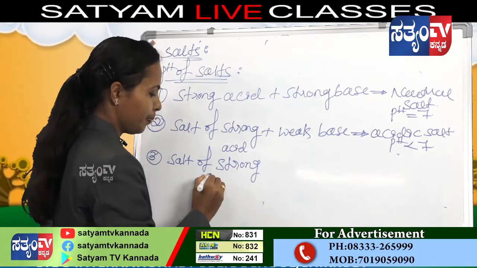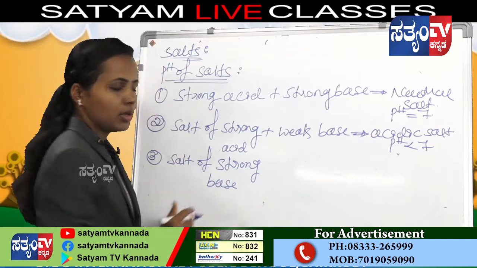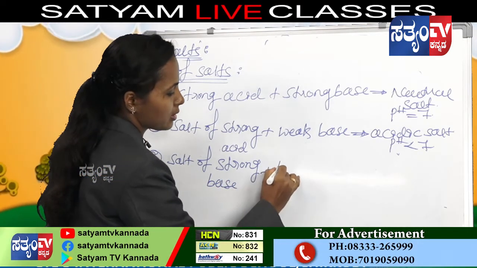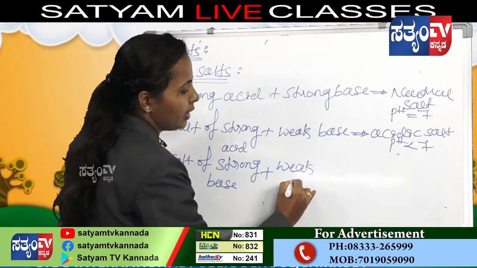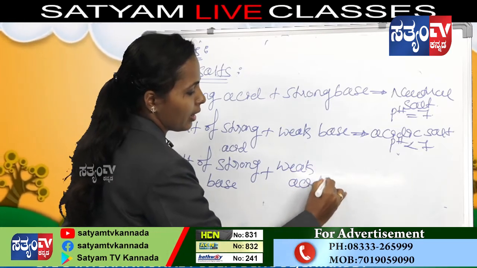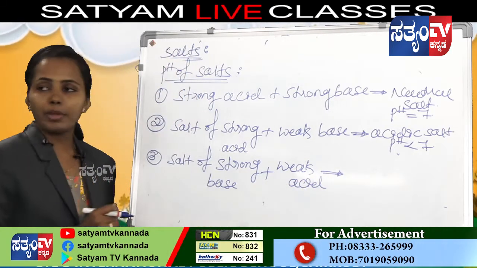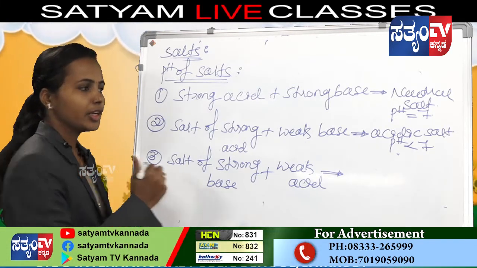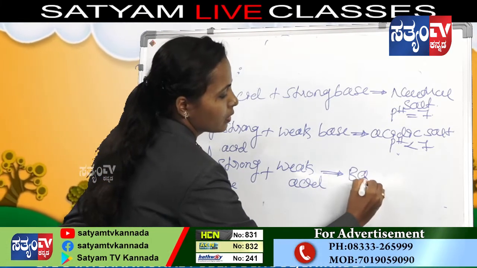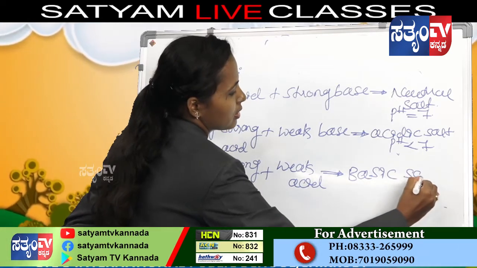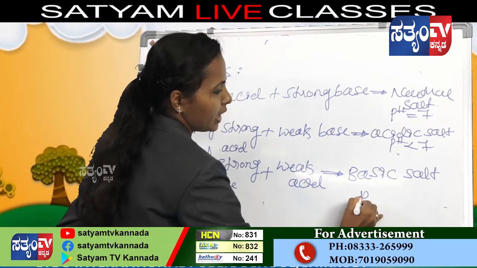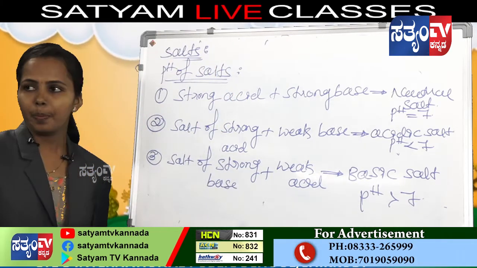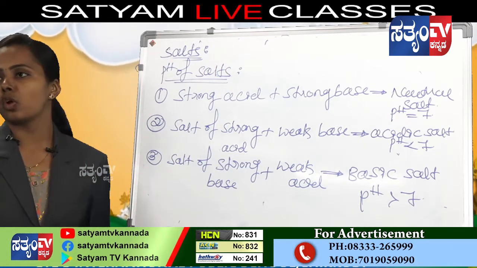And next, third one, the combination of salt of strong base plus weak acid. The combination of strong base and weak acid gives basic salt, and the pH is greater than 7. This is about the pH of salts.